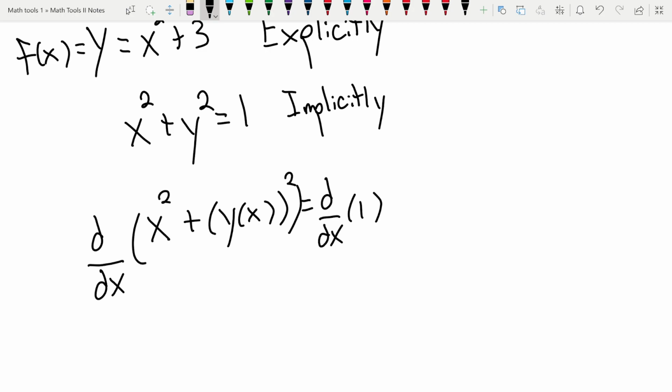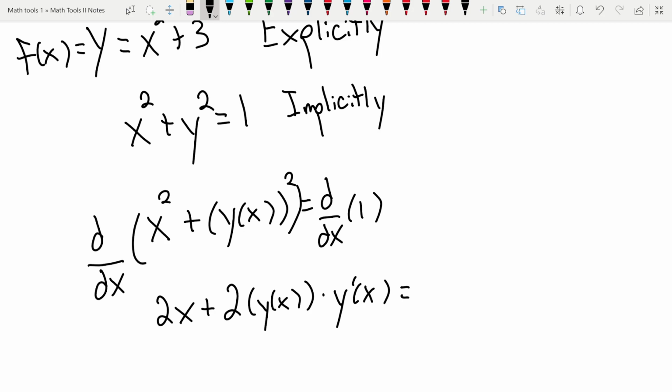So now when we do it on the left side here, we get 2x, because we're taking the derivative with respect to x, it's the same variable, so we don't have to worry about anything extra. Here, we're taking the derivative of a function of x, so we need to apply the chain rule. Okay, so this would be 2y of x times y prime of x. Okay, and now on the right side, it's the derivative of a constant, so we get 0.